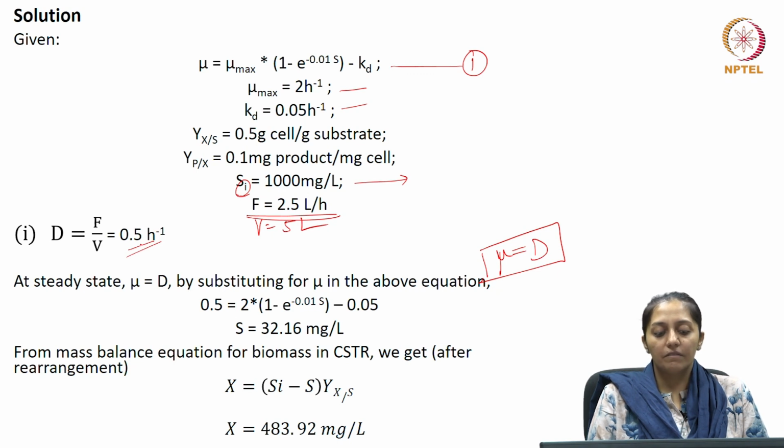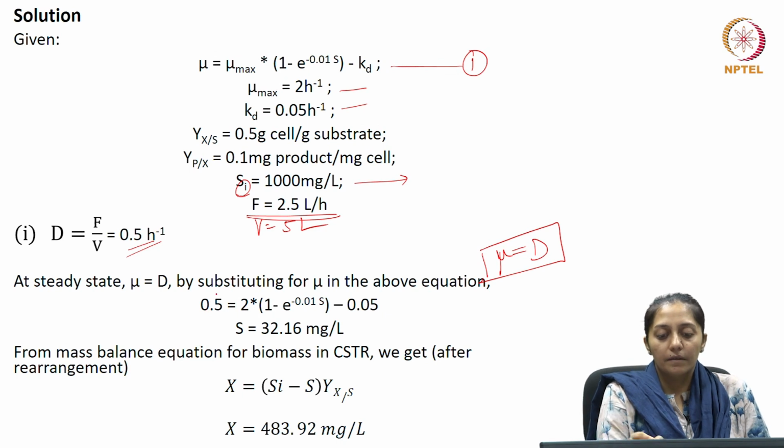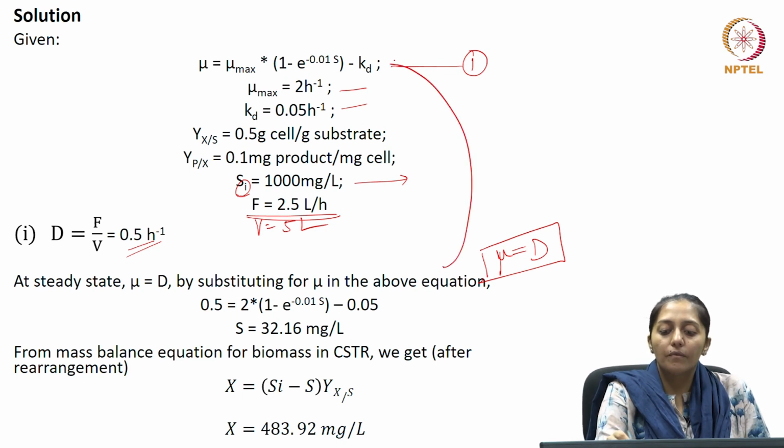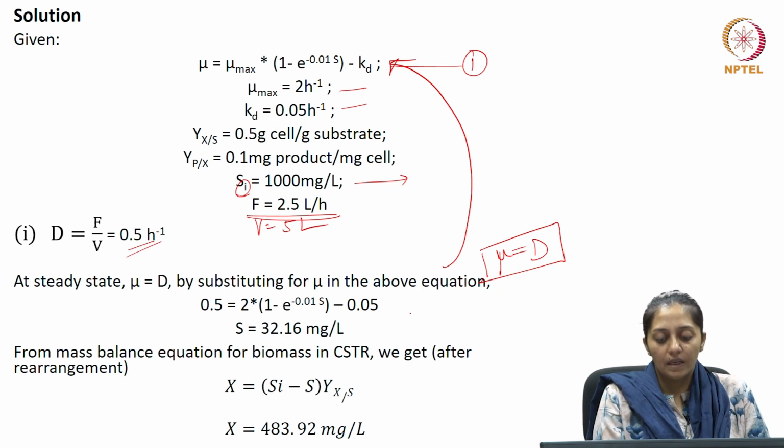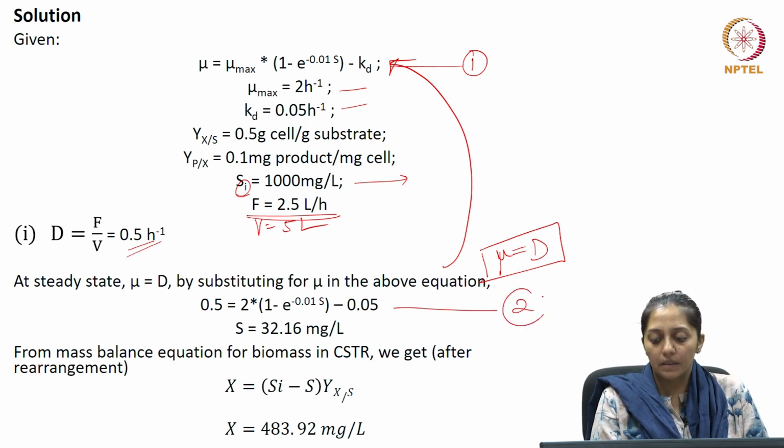Now at steady state, we know mu is equal to D. So then we put this value of mu in equation 1, and this is what has been done here. If you substitute all the values which are given to us in this equation at steady state, then your substrate concentration at steady state can be obtained, which is 32.16 mg per liter.